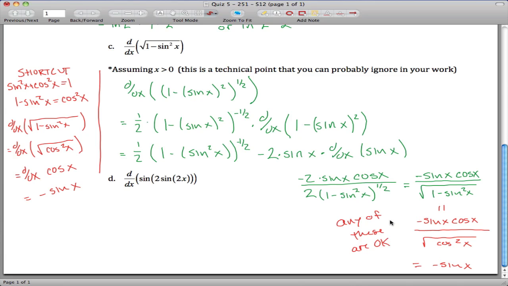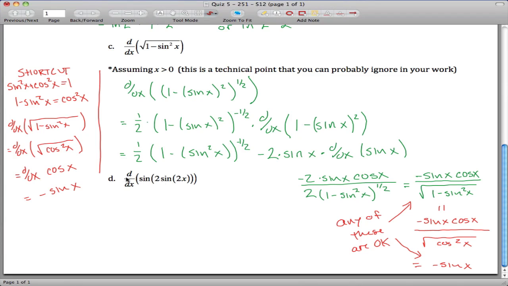You could leave it like this. You could leave it like this. You could leave it in the middle, although I doubt many people did that. But anything like that's fine. I just wanted to show you that it does work out really nicely. And if you get a little clever sometimes and look at the problem before you start taking derivatives, you can make your life a lot easier.